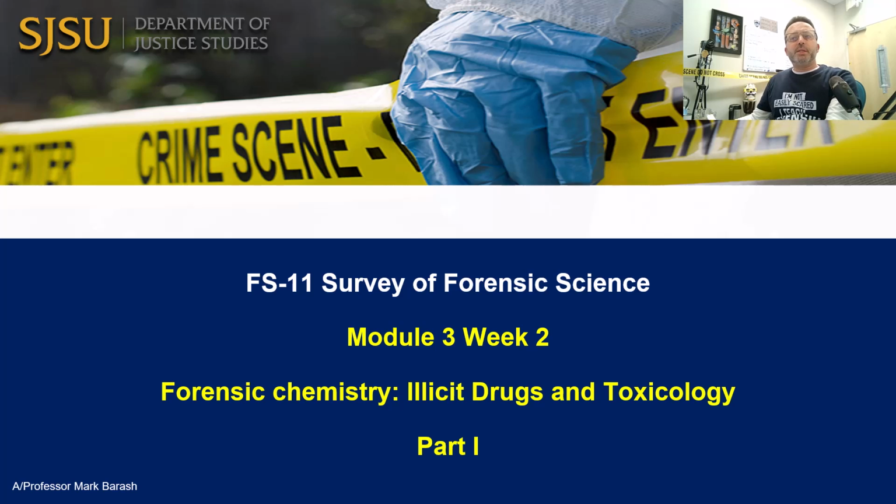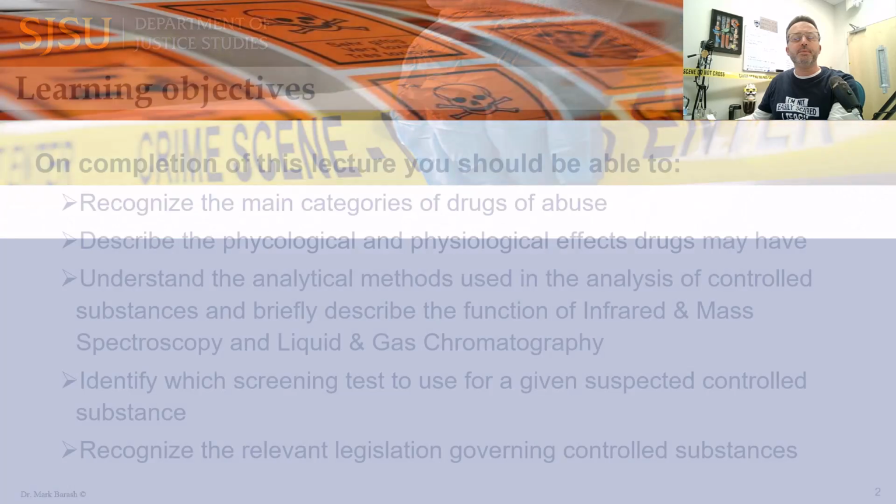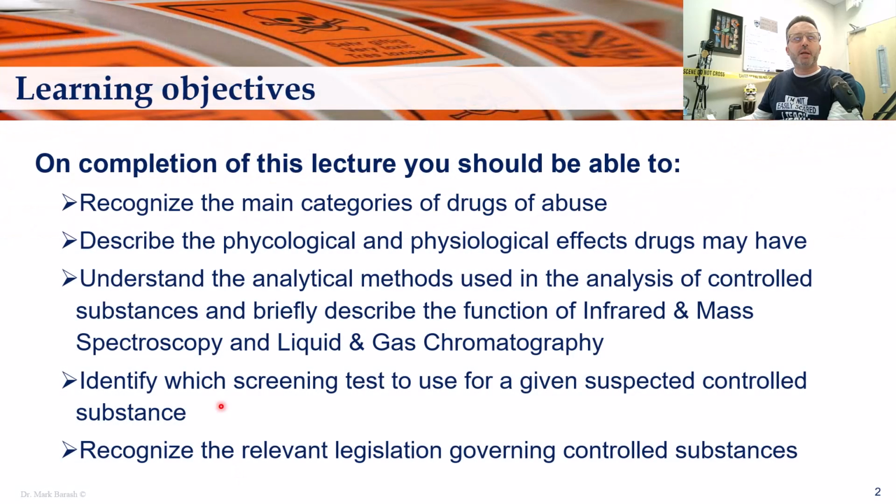In this lecture, we continue to discuss the field of forensic chemistry, which is the application of chemistry in a legal setting. And today we focus on the field of illicit drugs, their categories, chemical properties, dangers associated with drug abuse, and methods for their analysis in a crime lab. Please check learning objectives for this lecture.